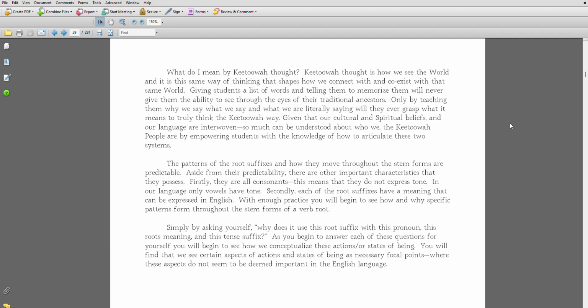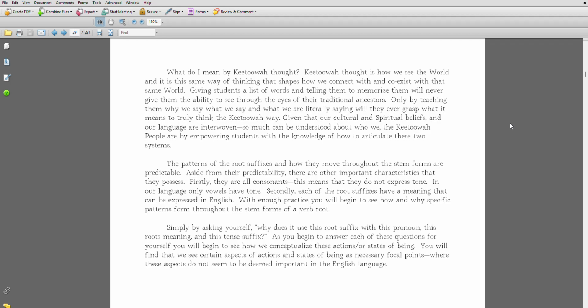Given that our cultural and spiritual beliefs and our language are interwoven, so much can be understood about who we, the Katua people, are by empowering students with the knowledge of how to articulate these two systems. The patterns of the root suffixes and how they move throughout the stem forms are predictable. Aside from their predictability, there are other important characteristics that they possess. Firstly, they are all consonants. This means that they do not express tone. In our language, only vowels have tone.